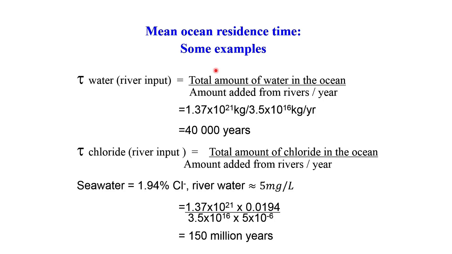Because chlorine is very soluble in the ocean, it's got a much higher concentration in the ocean than it does in the water coming in. So that means that the residence time is extremely long. If we started just dumping salt into the ocean, if we mined out all of the salt we could find and started putting it in the ocean, it would take a ridiculously long time for us to change the concentration.